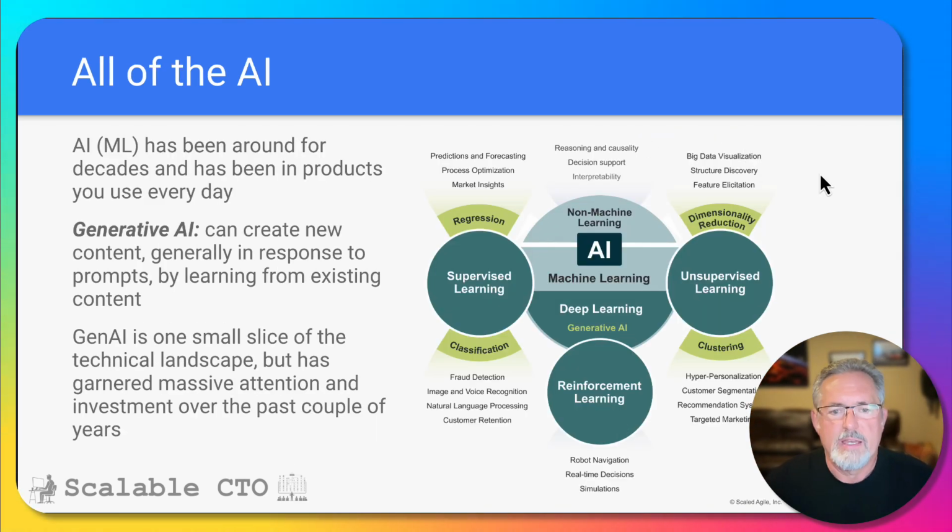So let's talk about AI in general first. AI has been around for at least a couple of decades in products you use every day. So things like product recommendations from Amazon or movie recommendations from Netflix or apps like Shazam that can identify a song playing on the radio or apps that can identify birds based on their song or plants based on photographs. Lots of applications around cybersecurity, fraud detection, things that you use every day. And you may not know that those are AI.